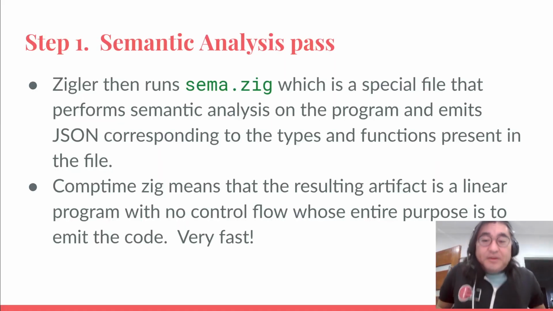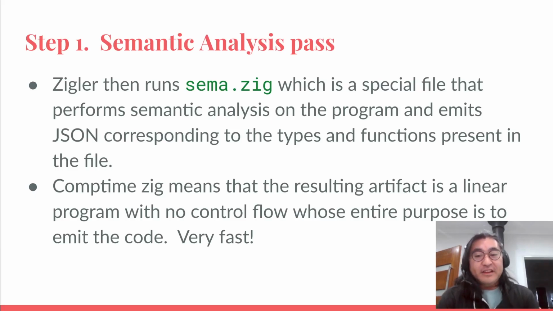One cool thing is that comptime Zig means that the resulting artifact is a linear program with no control flow. So the entire purpose is just to emit the JSON. It's very fast.